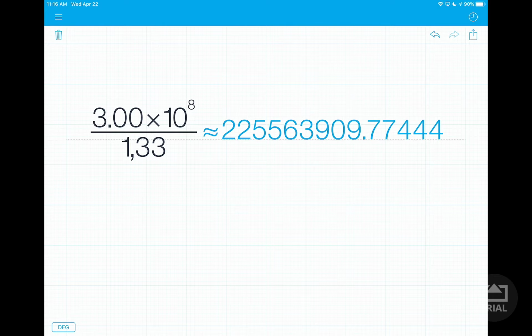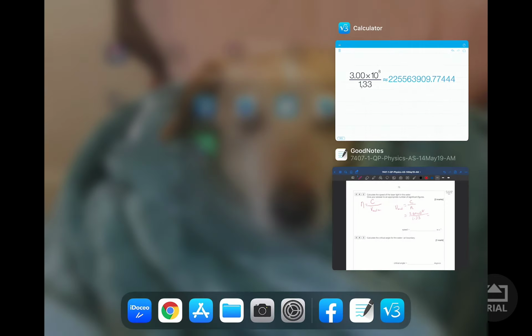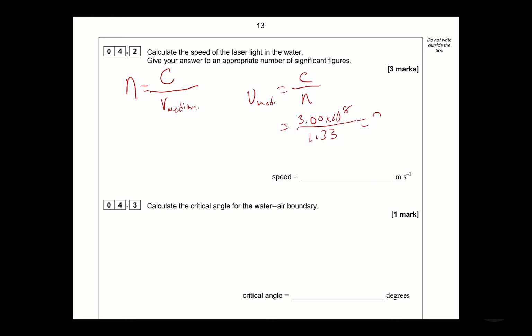That's 2.26 times 10 to the 8. Again, this is one of the questions where they were like, ooh, significant figures, significant figures. Our formula sheet gives us 3 sig figs. Our N is given to us in 3 sig figs. Your answer must be in 3 sig figs, or you will only get 2 marks, assuming you've done the math correctly.